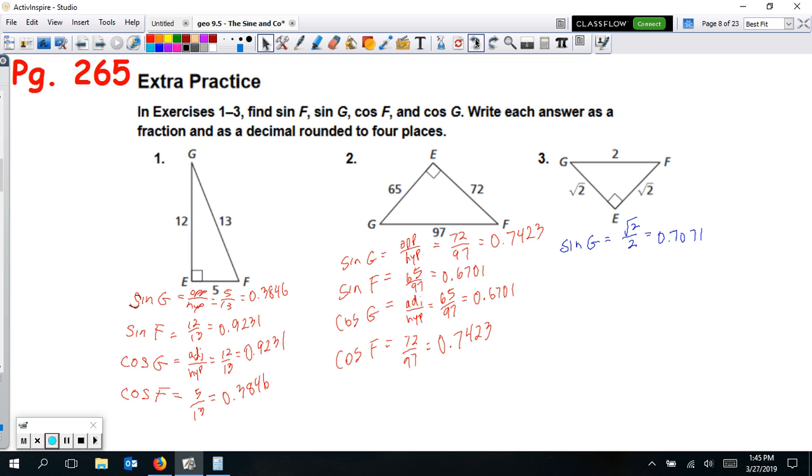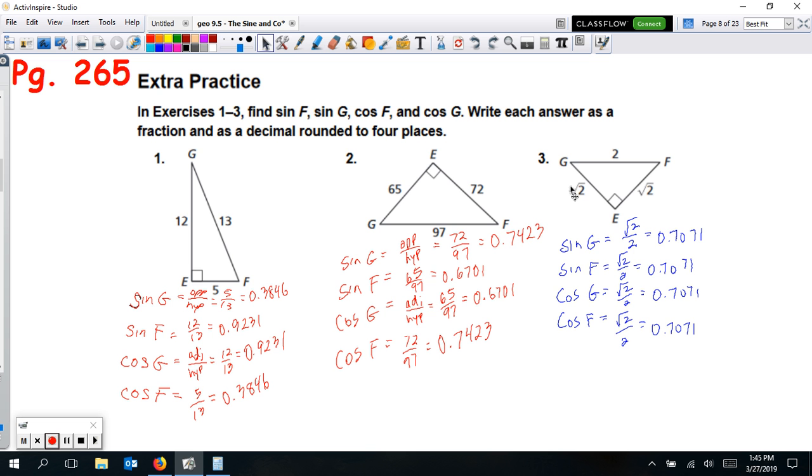And then sine of f, so f is over here. It's going to be exactly the same thing because these are both square root of 2's here, so opposite of f is going to be the same. So square root of 2 over 2 is going to give us that same decimal. And then that means that going off of the cosine of these, cosine of g is still going to be square root of 2 over 2, which is going to be the same decimal. And the cosine of f is still going to be square root of 2 over 2, which they're all going to be the same decimals. These are all exactly the same.